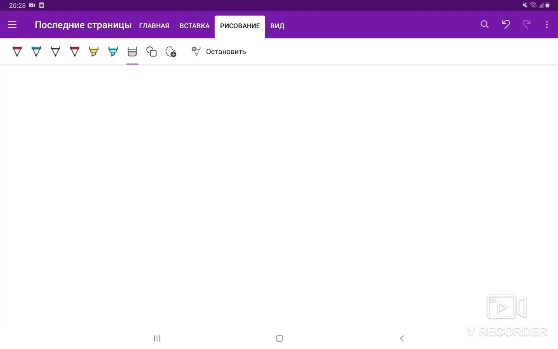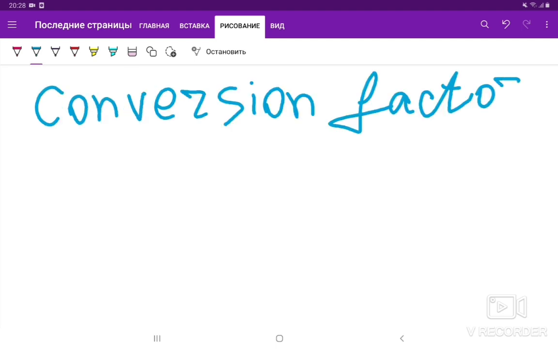Third thing that you should know is the conversion factor. The conversion factor is used for converting one unit into another unit. Conversion factor is a factor which is equal to 1, but in the numerator and the denominator there are different units of the same quantity. I will give you an example.